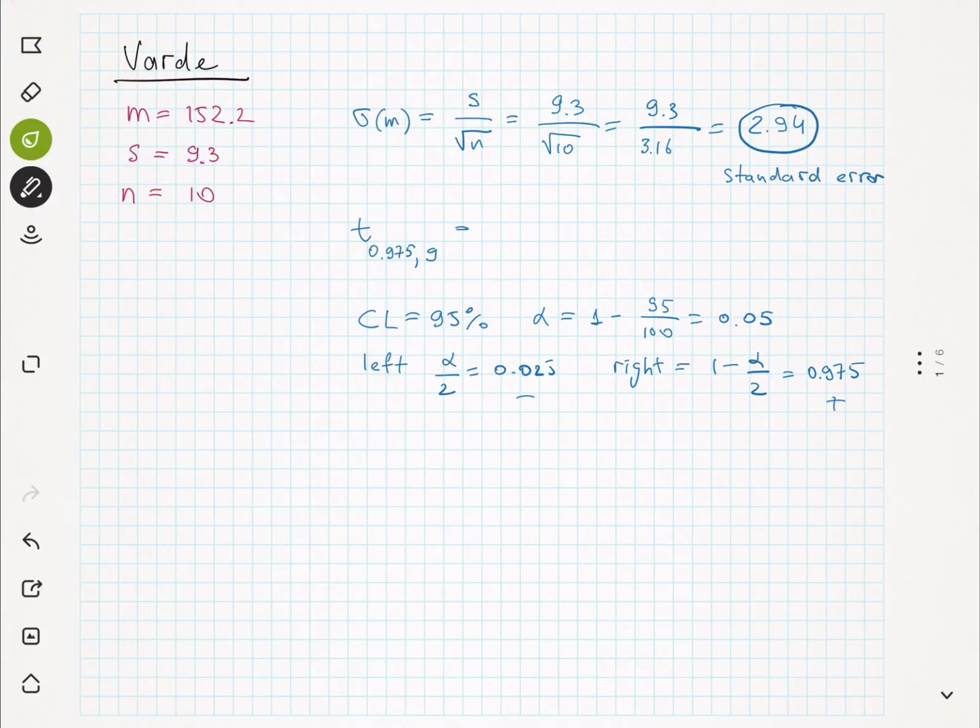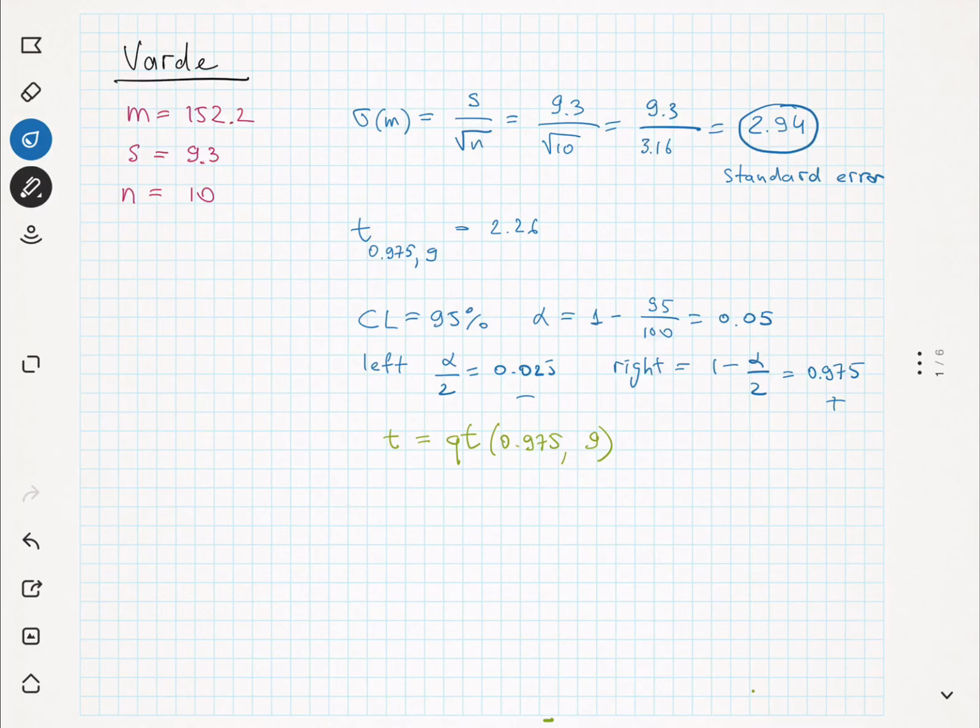In R, if you use R, you should calculate it like this. qt, the Q function, it's the ICDF, right? And then 0.975, and n minus 1, in this case it's 9. If I run this code, I will get 2.26. So this is our t-value, 2.26.